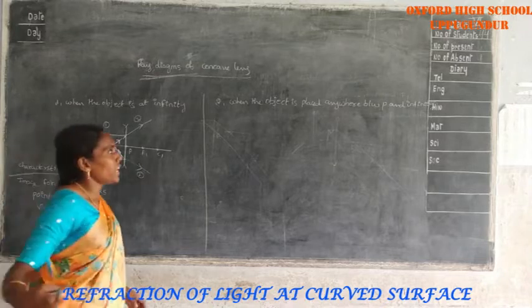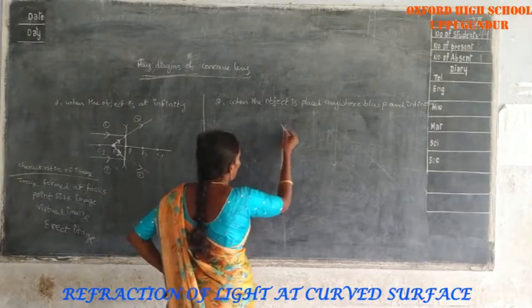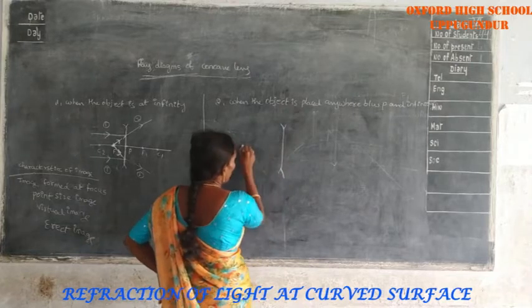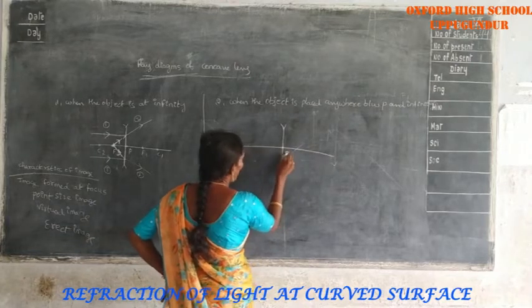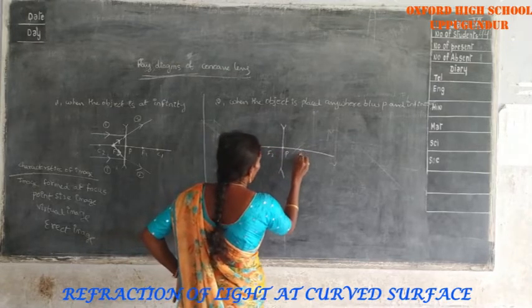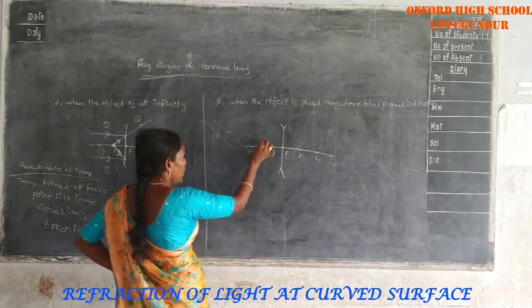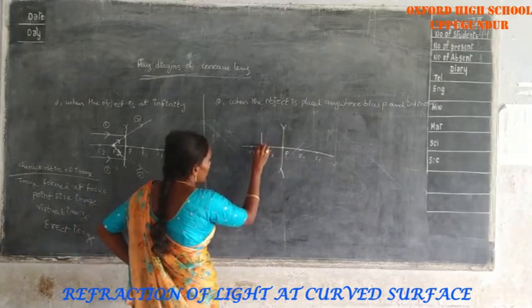See the next ray diagram, when the object is placed between pole and infinity. Here are the pole, focus, center of curvature, and on the other side the next focus and center of curvature.